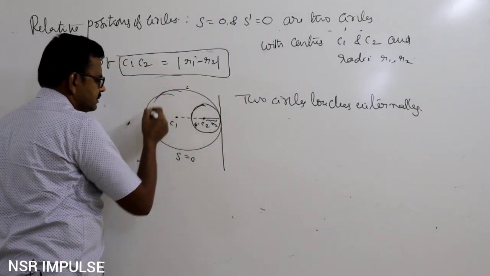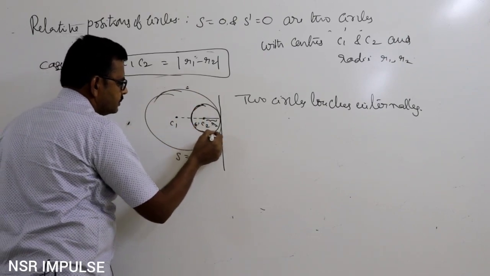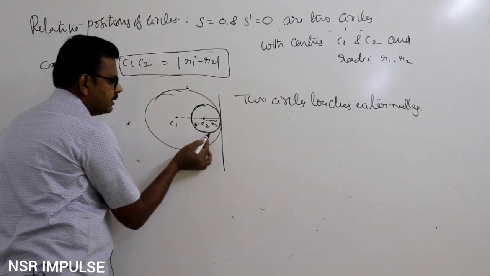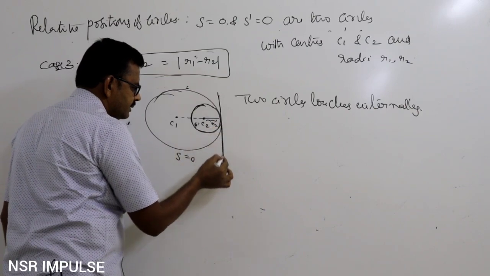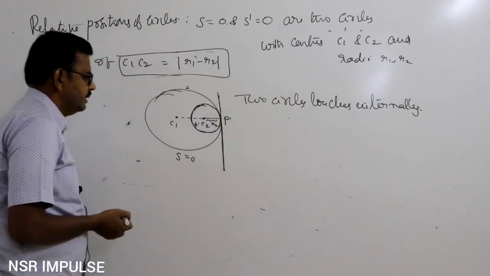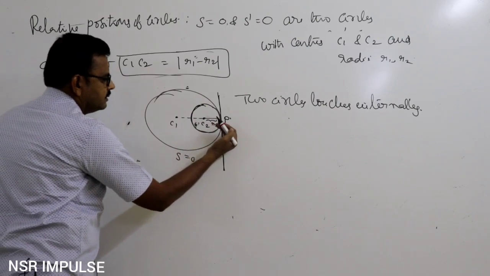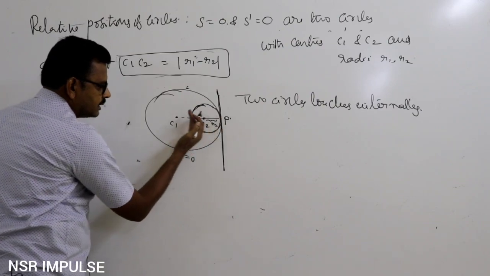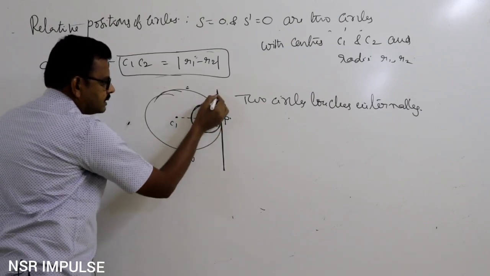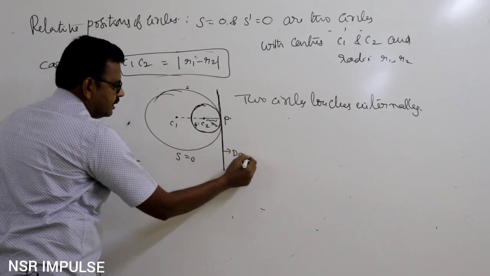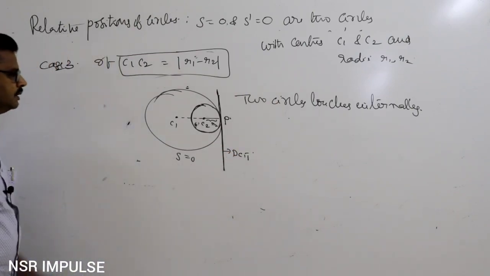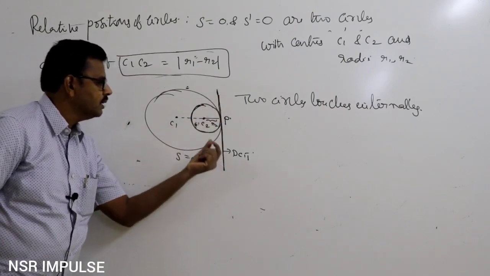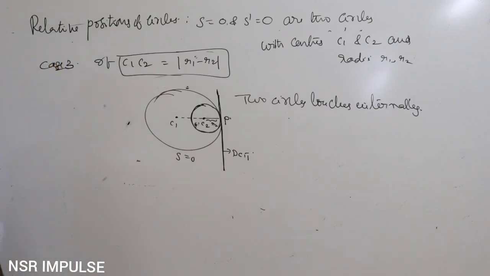Two circles touch each other internally. This is the circle S equal to 0, this is S dash equal to 0. How many common tangents can be drawn? There is only one common tangent, and this is called a direct common tangent, because the two circles lie on the same side of this line L. So this is only one common tangent, that is a direct common tangent.